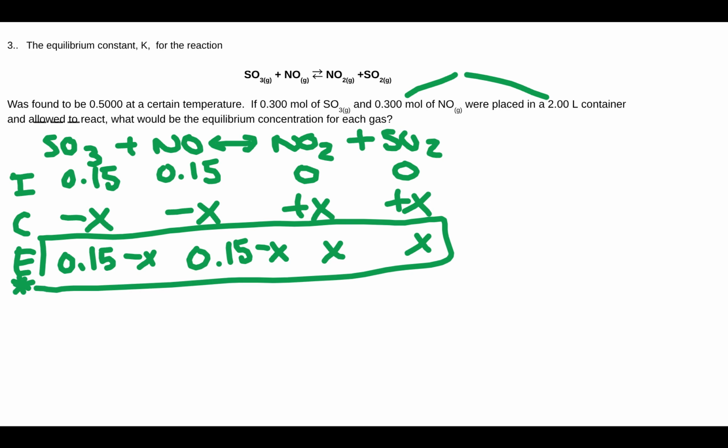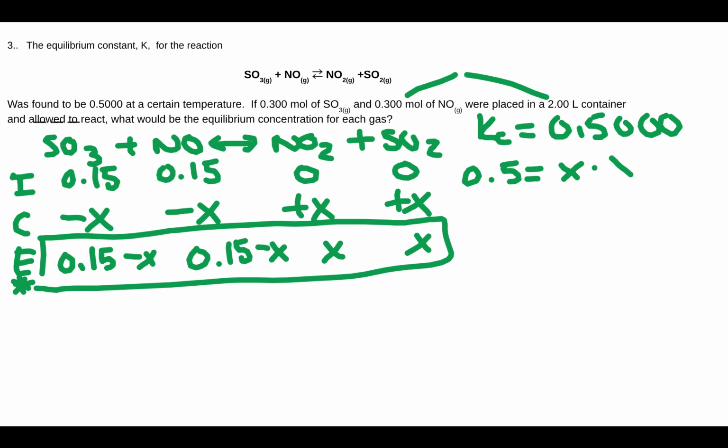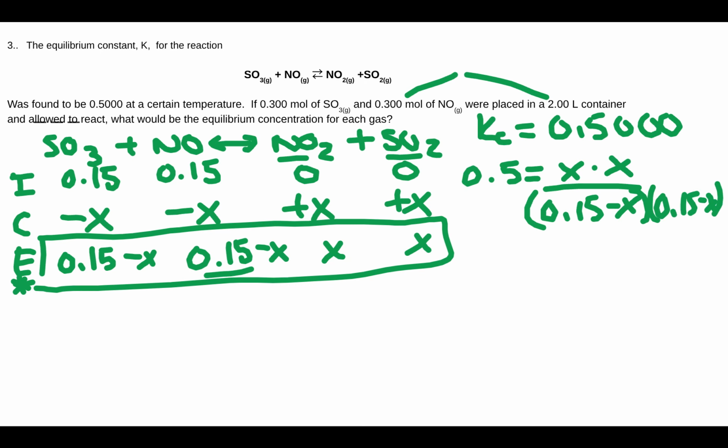So in this case, you have the Kc value. Your Kc equals 0.500. So we can now set this up, and you're going to have 0.5 equals products. So you'd have X times X, right, for both of these, divided by 0.15 minus X, and then that would also be times itself, since both of these equal the same.